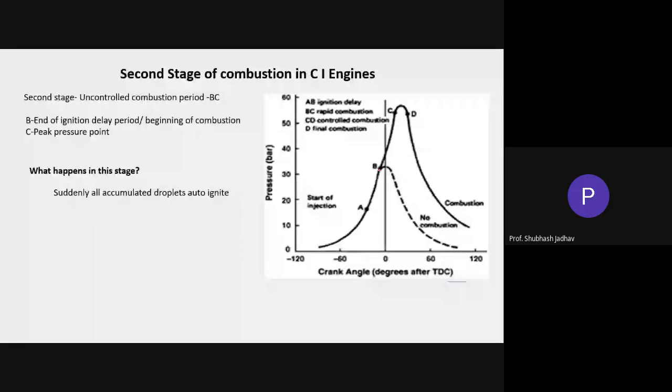Whatever fuel droplets were accumulated in the combustion chamber were suddenly going to auto ignite.